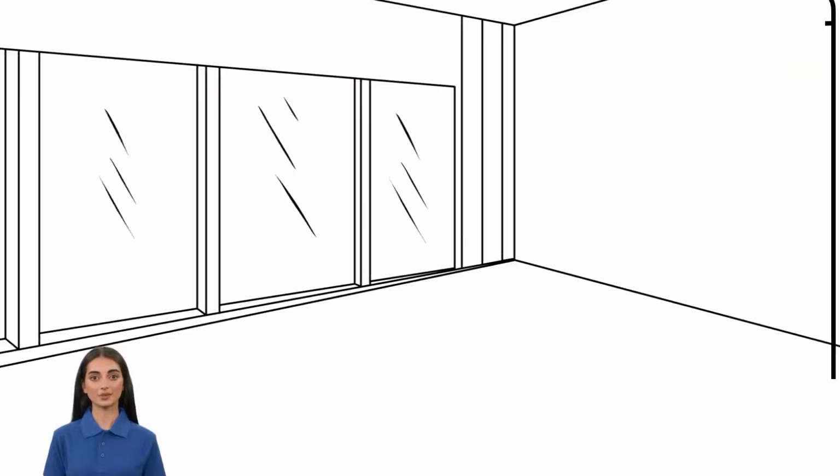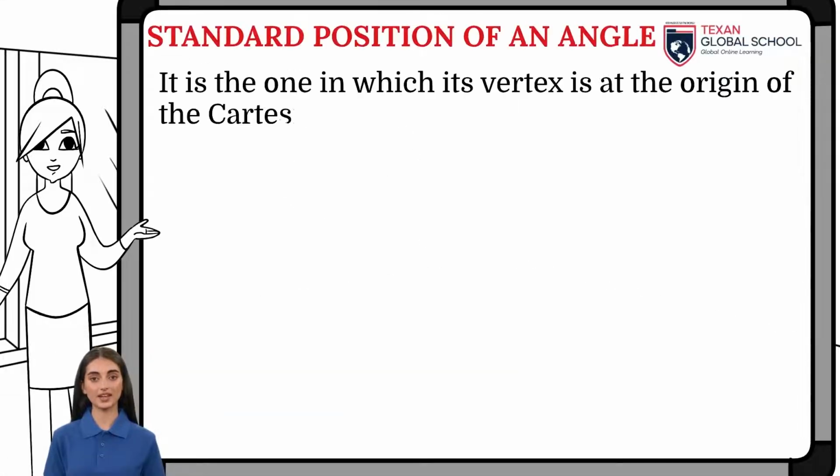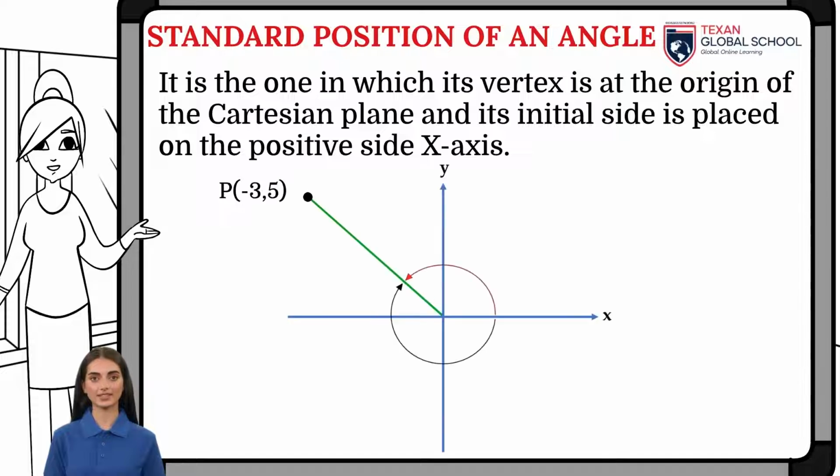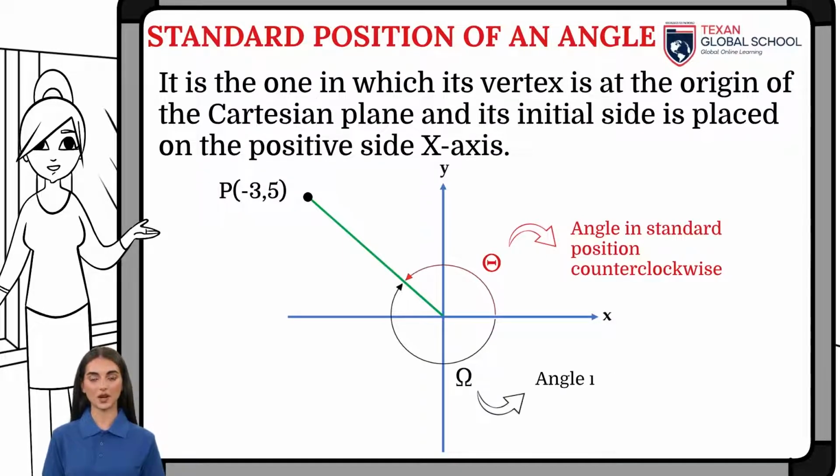The first concept that we will see is the angle in standard position. It is the one in which its vertex is at the origin of the Cartesian plane, and its initial side is placed on the positive x-axis. We can see on the board that given a point in the plane, we can have an angle in standard position, theta, in a counterclockwise or positive direction, or clockwise or negative direction represented as omega.